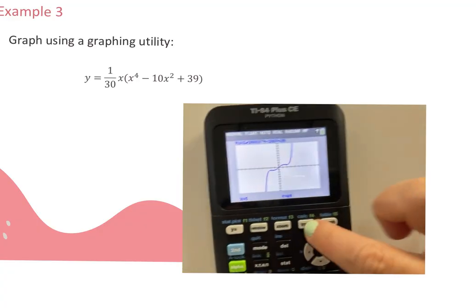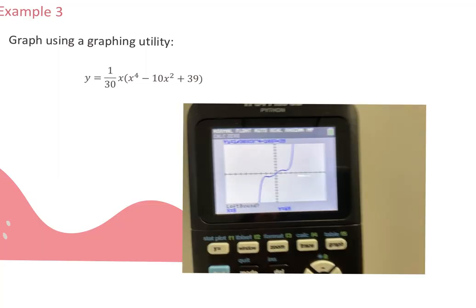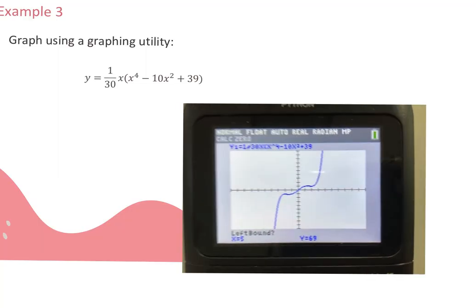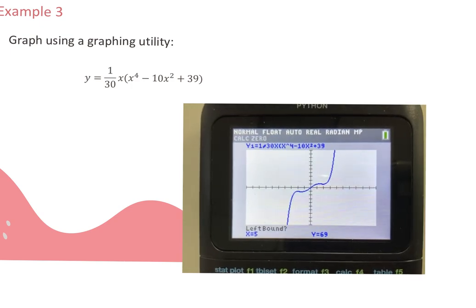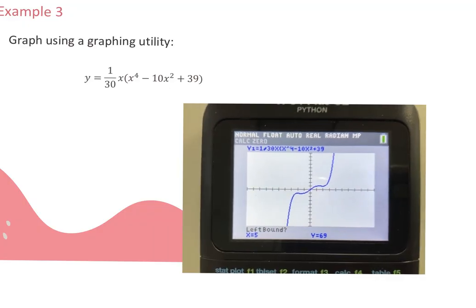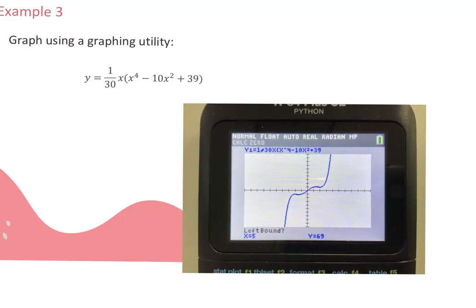I'm going to go back to that same menu, second, trace, and I'm going to go to 0. A 0 is the same thing as your x-intercept. It says left bound, so it wants me to give it a range of which I want to pick the 0 from. Sometimes these graphs cross through our x-axis more than once, and that means it has more than one 0, so it wants you to find a specific 0. So it's asking you left bound.